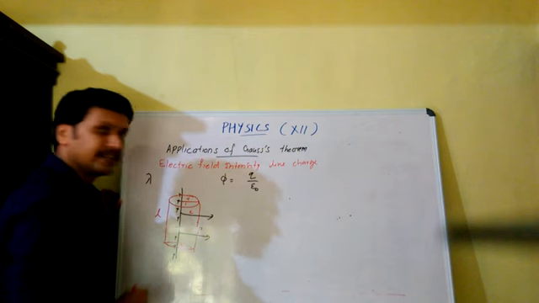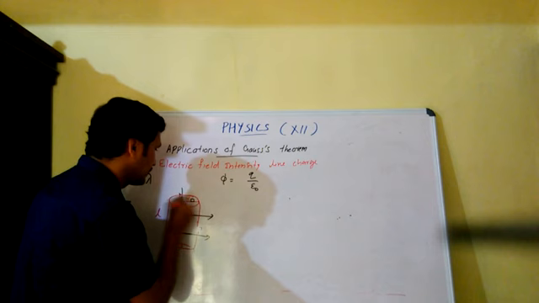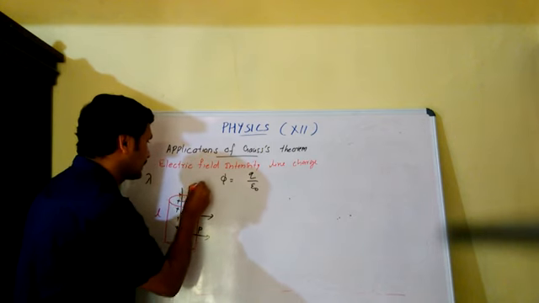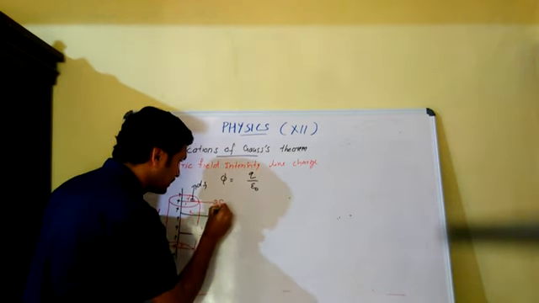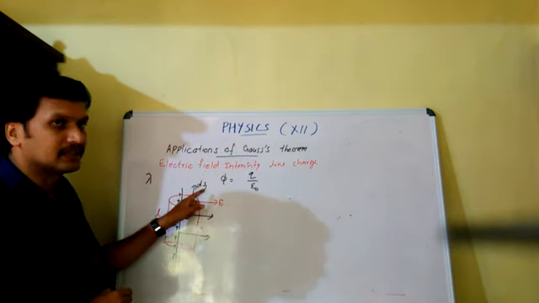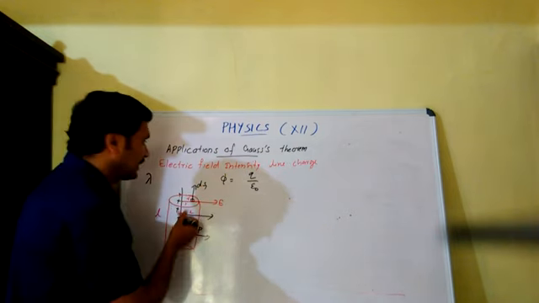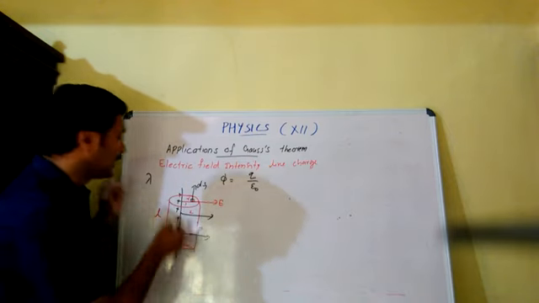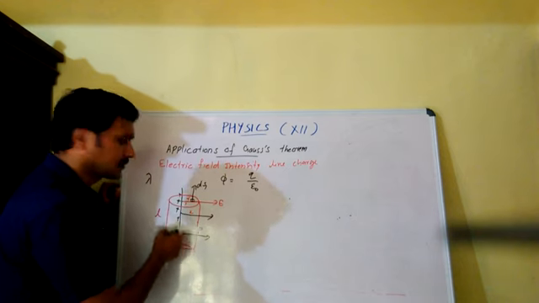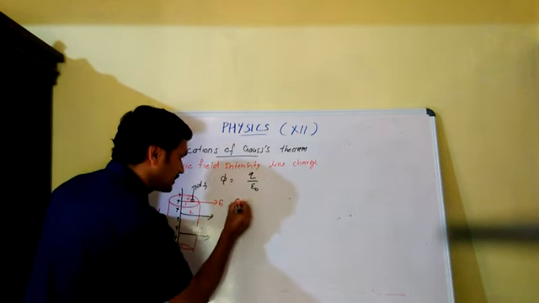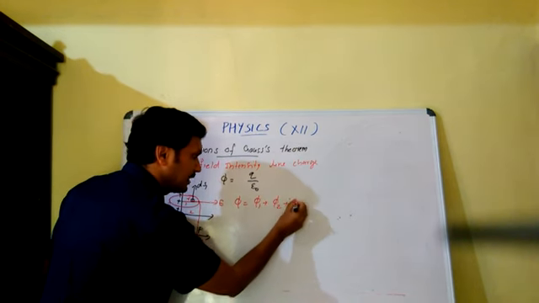For the first surface, when you calculate the flux for a very small area element, suppose this is a very small area element on the first surface, ds1. This is the electric field vector at that point, E. The angle between ds1 and E is 90 degrees. When you calculate the flux through this Gaussian surface, you have to add the flux through the first surface, the flux through the second surface, and the flux through the third surface.